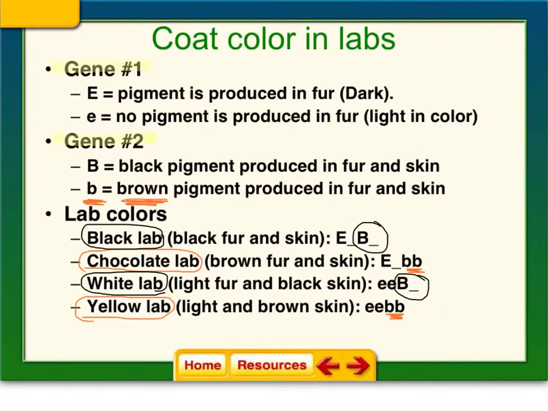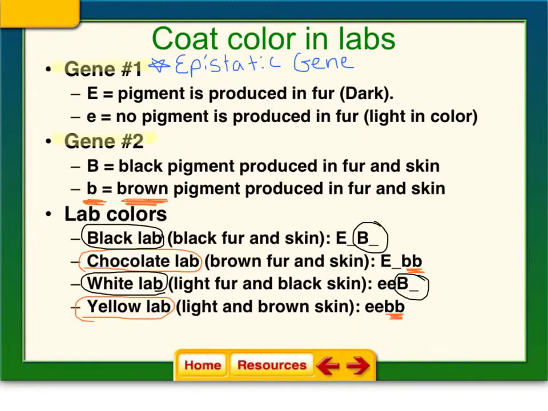And with brown skin under light colored fur, it makes a yellow lab. We can also see, if you get a big B for the pigment color, that means you have black pigment. And you can see that in the black lab and in the white lab. The only difference is the white lab has that little e, which again, that's the epistatic gene. It means no pigment is produced in the fur. So even though every cell in this white lab's body is saying, make black pigment, because it's little e, that turns off that gene in the fur. And so it has a black nose and white fur, making it a white lab.